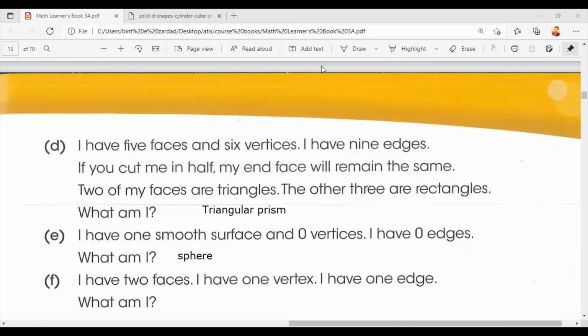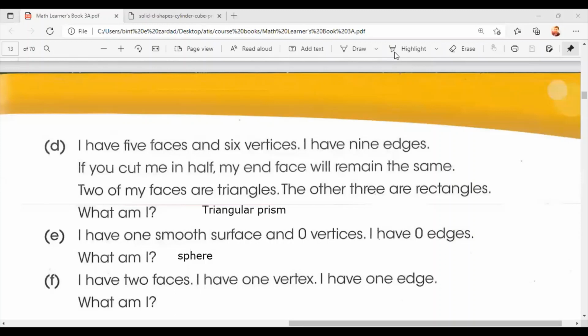I have 2 faces. I have 1 vertex. I have 1 edge. What am I? With 2 faces and 1 vertex, it is a cone. So we write here cone.